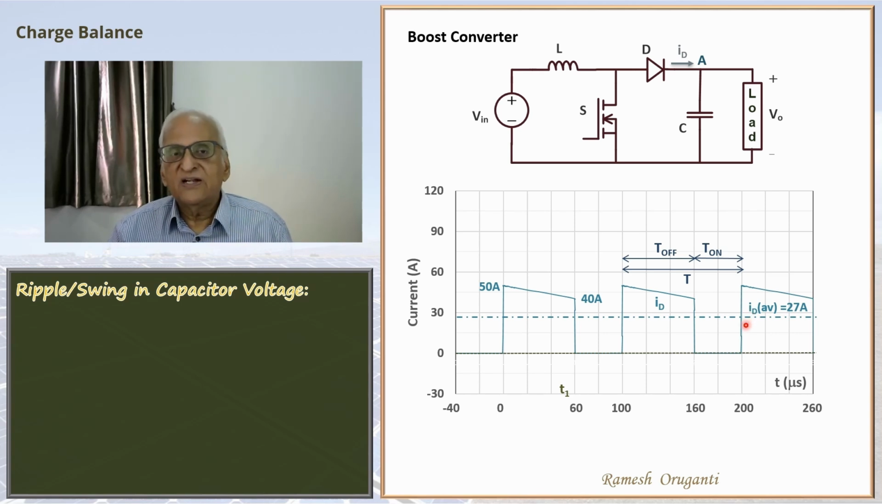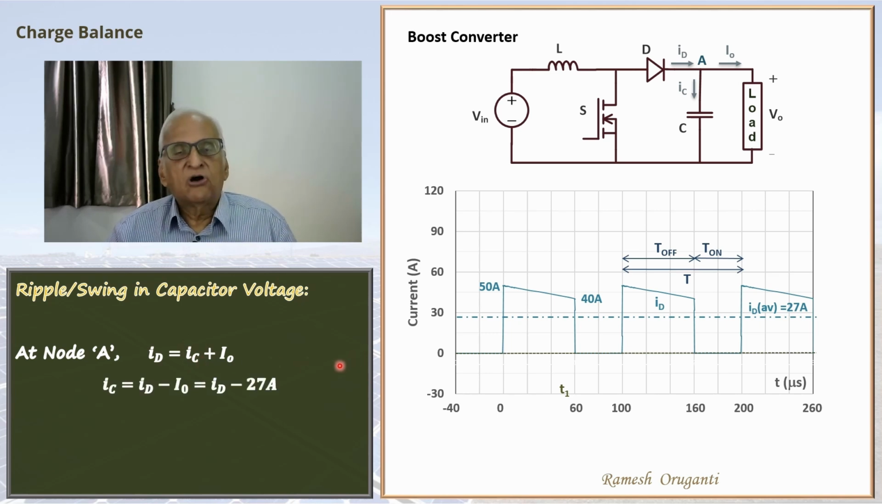In order to see that clearly, let us write the KCL around node A. There are three currents, ID, I0, which is a constant value, 27 amperes, and IC. The algebraic sum of these three currents should be 0. So ID equals IC plus I0. We are interested in finding IC. So IC is ID minus I0 or ID minus 27 amperes. So we can obtain the capacitor current waveform from the diode current waveform by subtracting 27 amperes everywhere.